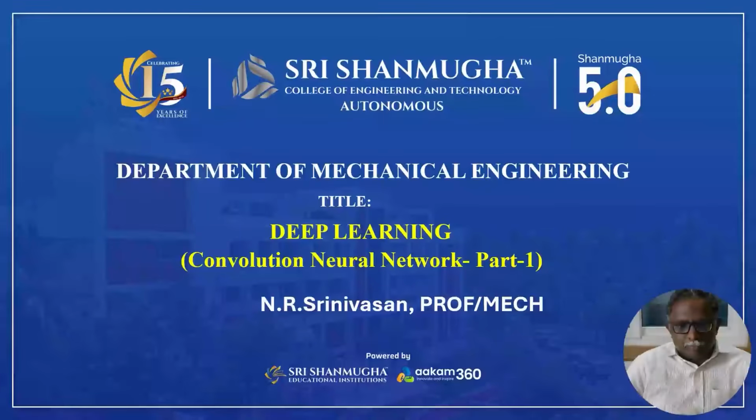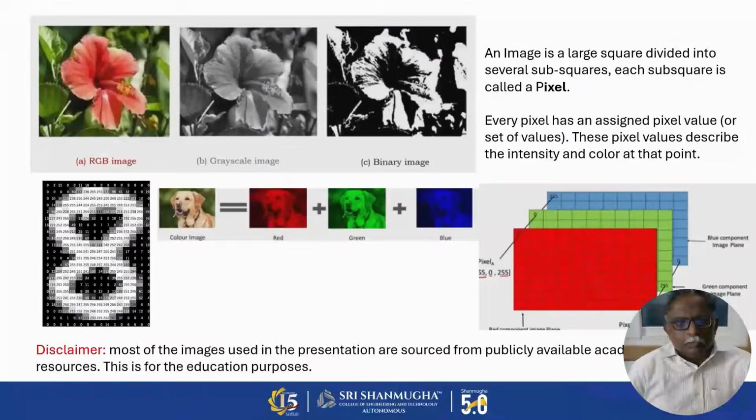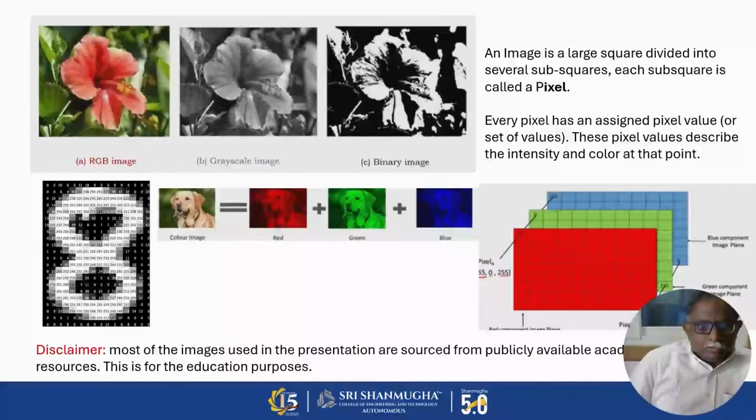Today, I'm going to talk about convolution neural network, which is a very important topic as far as image classification and object detections are concerned. And before understanding CNN, we should understand the images.